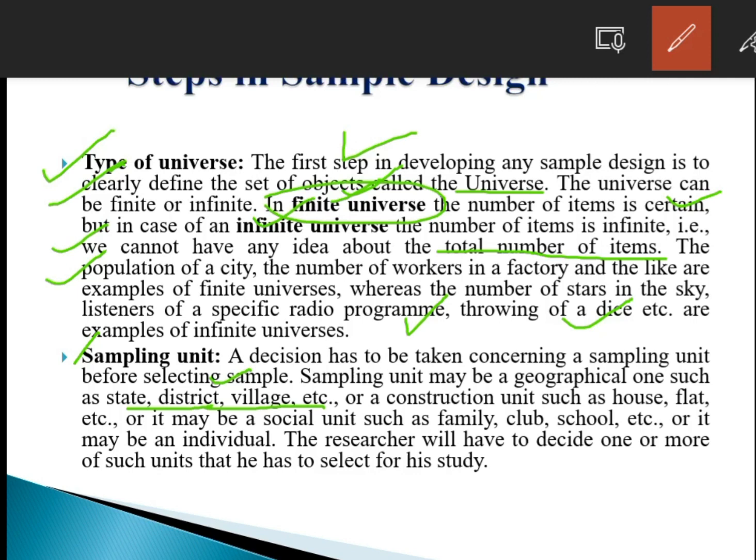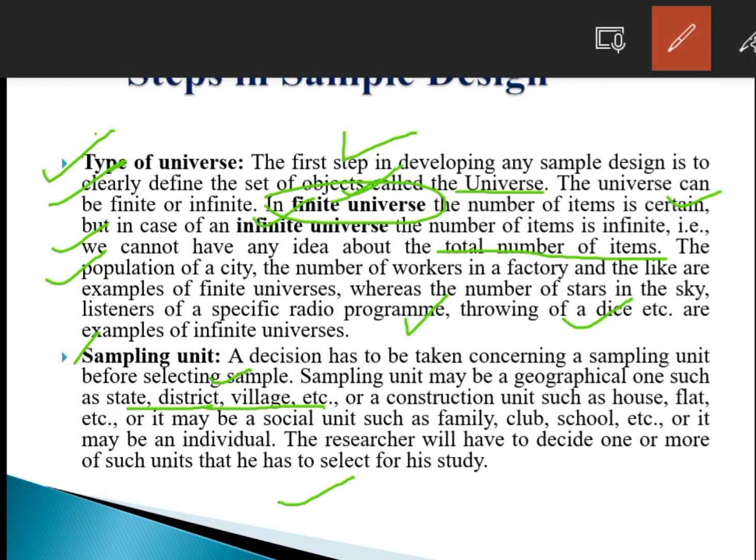Now we decide in that sampling, in that population, what is our sampling unit, from where we get the data: from a particular state, from a particular district, from a particular village, or a construction unit such as a house, flat, etc. Maybe a social unit like the family. We have to collect the data of the families, of the clubs or schools, or it may be an individual. The researcher will have to decide one or more such units that he has to select for his study.